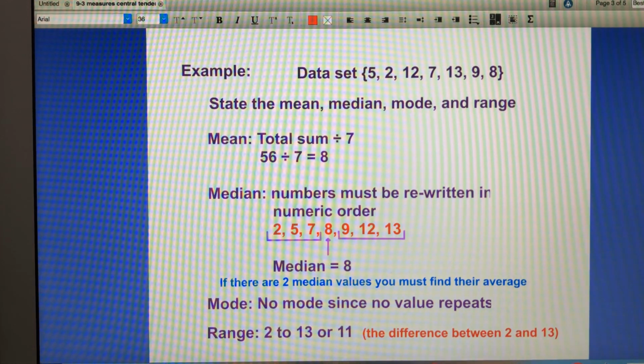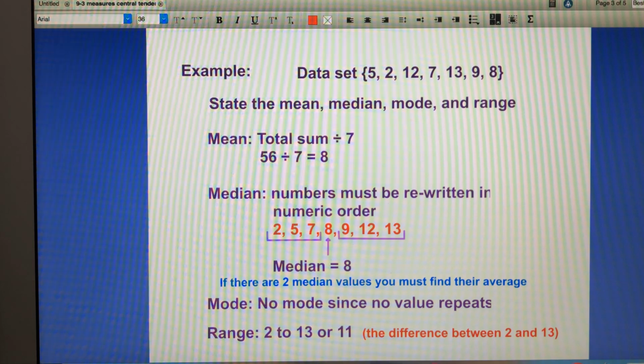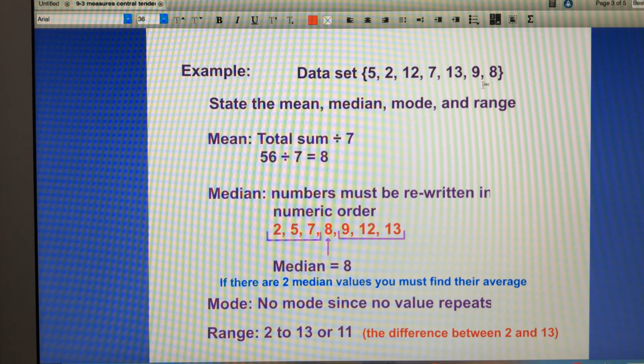Example. Here's my data set. 5, 2, 12, 7, 13, 9, and 8. State the mean, median, mode, and range of this data set. So the mean, I take the total value of the numbers, which is going to be 5 plus 2 plus 12 plus 7 plus 13 plus 9 plus 8. I get 56. There were 7 data points. 1, 2, 3, 4, 5, 6, 7. Divide by 7, and my mean or my average data is 8. Median.